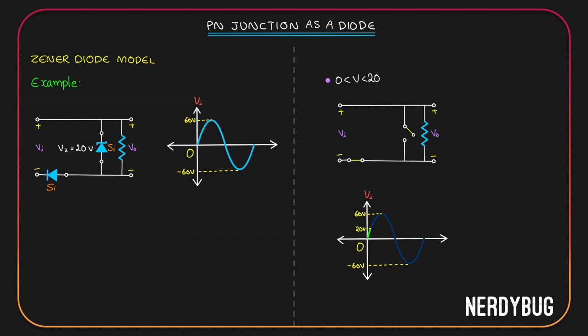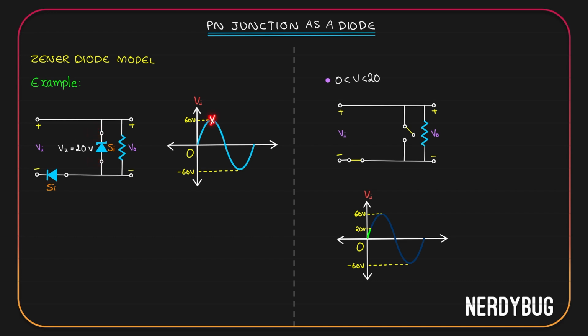Now let's see what happens when the input voltage is between 20 and 60 over here. Voltage is still positive, so we get positive potential here and negative potential here. Since the normal diode is getting negative here and positive here, it will again act as a closed circuit. Zener diode is getting positive here and negative here. It is reverse biased. Also, the potential across it is greater than 20. So it is in the breakdown region. It will act as a closed circuit with a potential 20 volt across it.